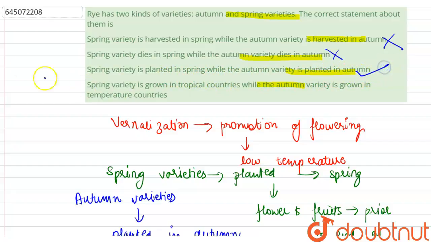Spring variety is planted in spring while the autumn variety is planted in autumn. Yes, this option is correct because both varieties, spring variety is planted in spring and the autumn variety is planted in autumn. The spring varieties bear flowers and fruits at the end of the growing season, and autumn varieties bear flowers and fruits in summer. So this is the correct option. The fourth option is also incorrect. These varieties are basically sown or grown according to the season. So the correct option here is: spring variety is planted in spring while the autumn variety is planted in autumn.